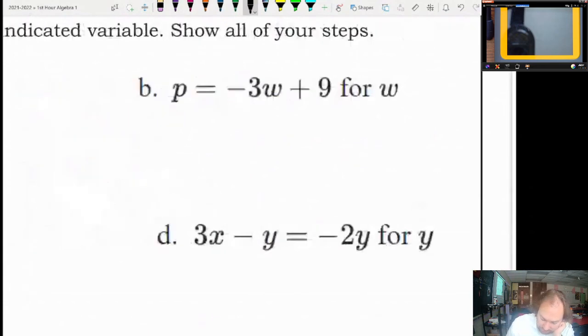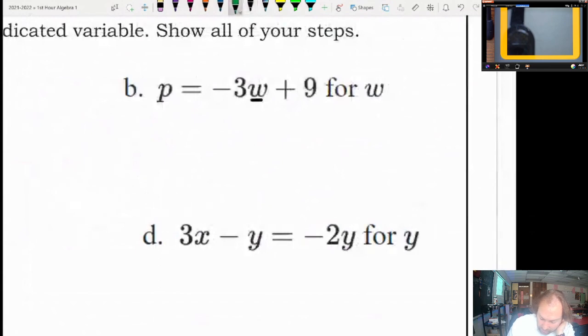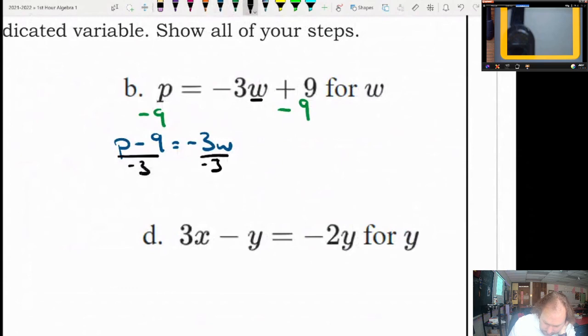Question B, we're solving this for w. It's going to be very similar to the last problem. I'm going to start by subtracting the number off, subtract the 9. It'll be p minus 9 equals negative 3w, and then we'll just divide that negative 3 out. And so we'll have p minus 9 over negative 3 equals w.